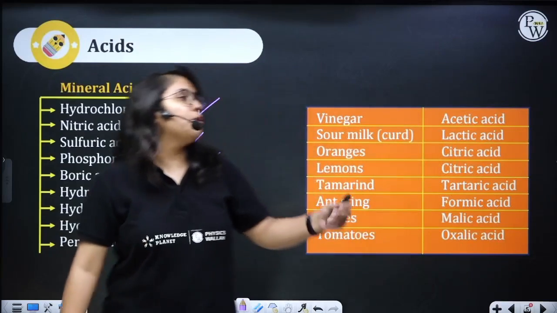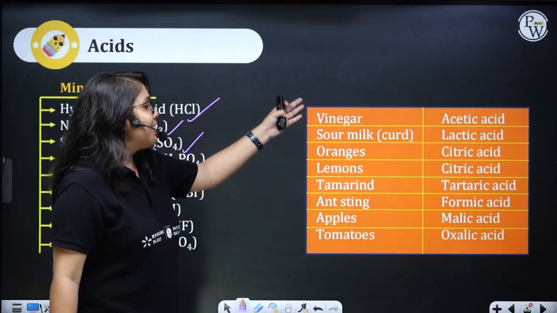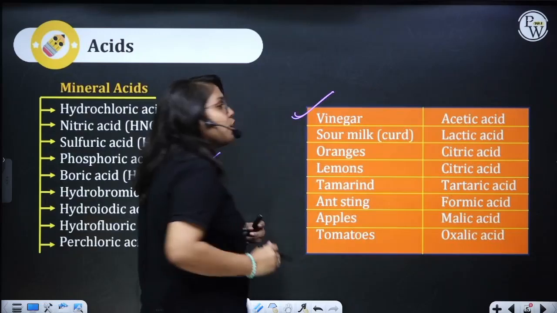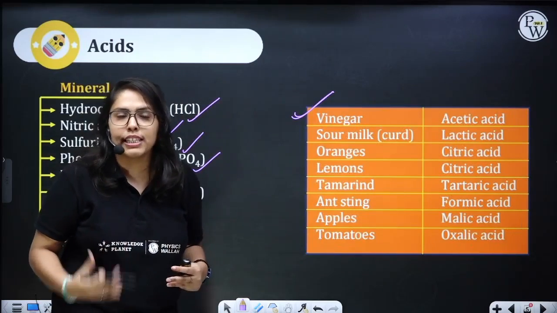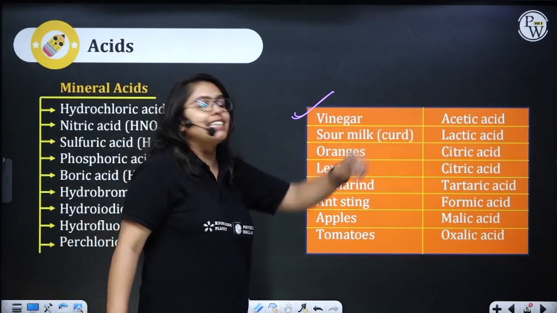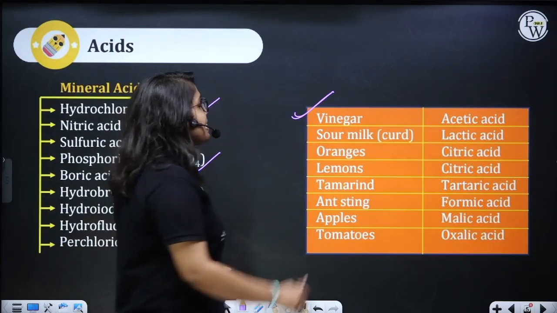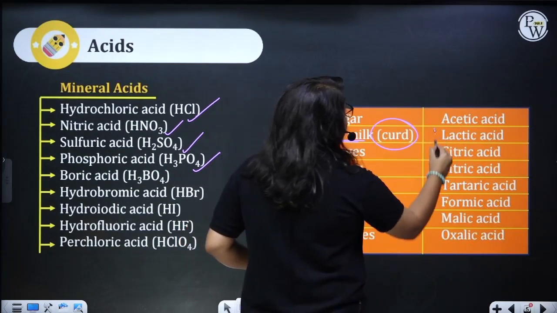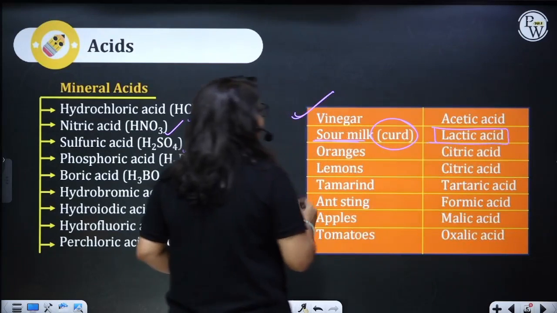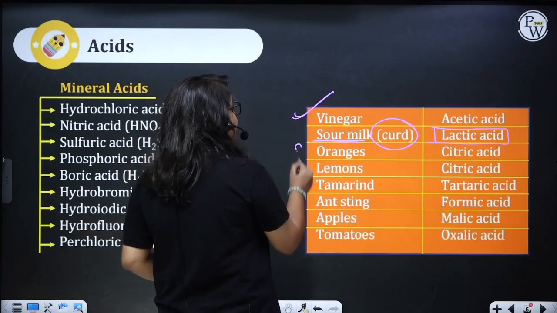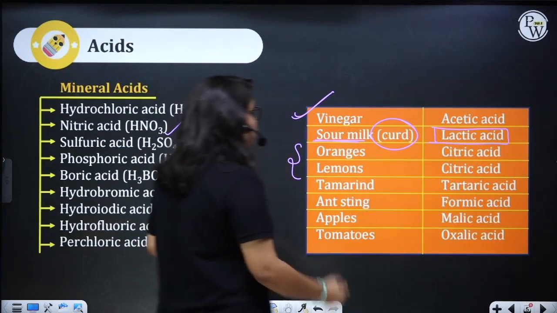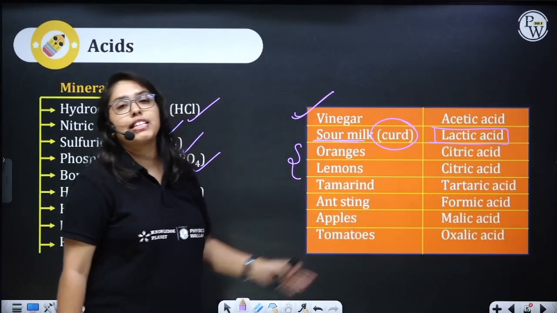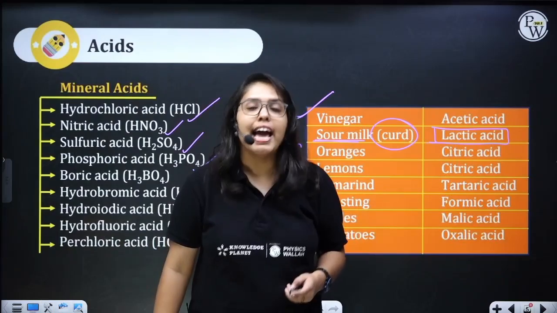And here you can look at the organic acids. Vinegar, which you like in your Manchurian or in your noodles, happens to have acetic acid. And the sour milk, when the milk gets sour or in the formation of curd, it happens to have lactic acid. Citrus fruits have citric acid. Your tamarind has tartaric acid. So here are a set of examples for organic acids.